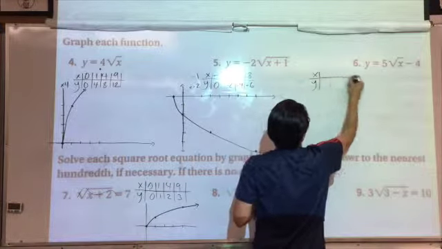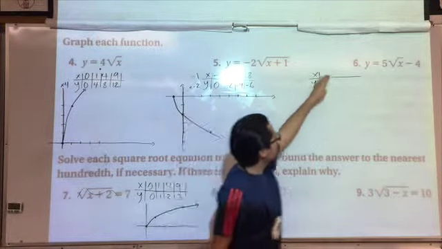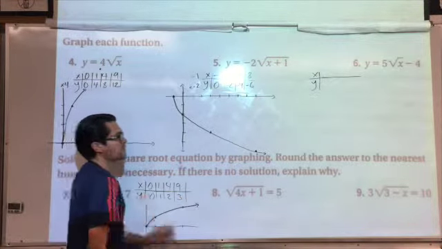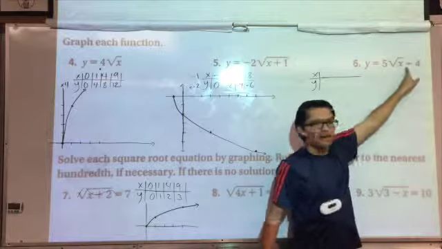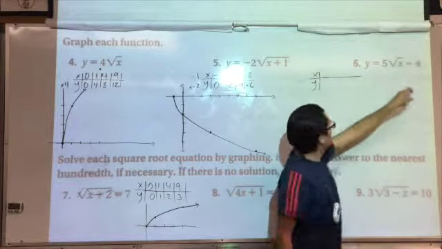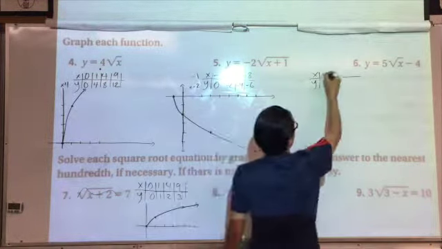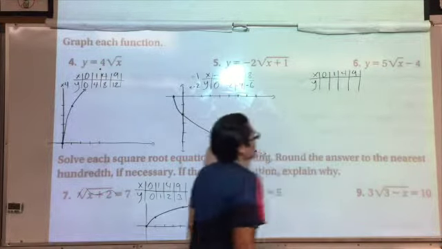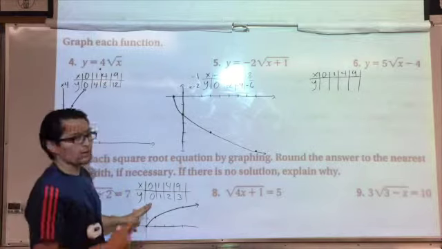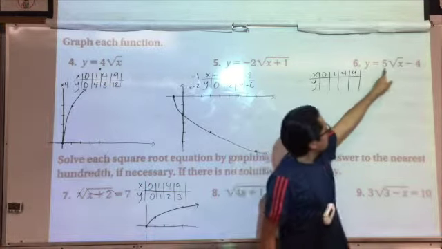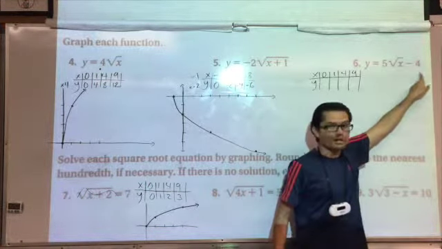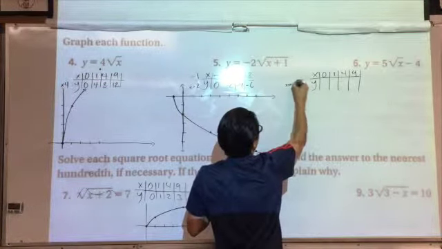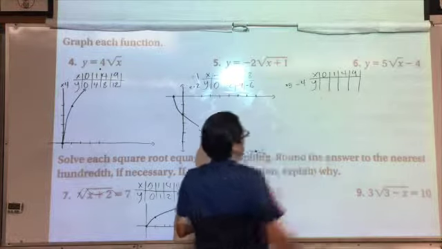Let's look at 6. Same steps. X, y. Figure out what's happening to the x values, what's happening to the y values from your parent function table. In this case, inside of the radical, nothing's happening, right? It's staying the same, which means that my x values are going to stay as 0, 1, 4, and 9. My y values, though, a couple of things are happening. I'm multiplying by 5, and I'm also subtracting 4. So I'm going to do both of those things. I'm going to multiply by 5, and then subtract 4.